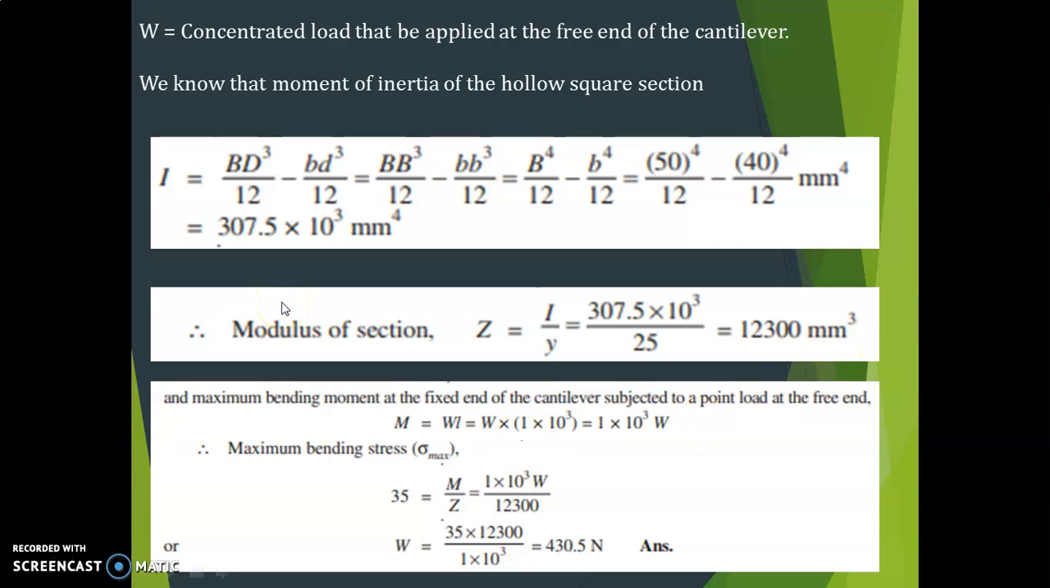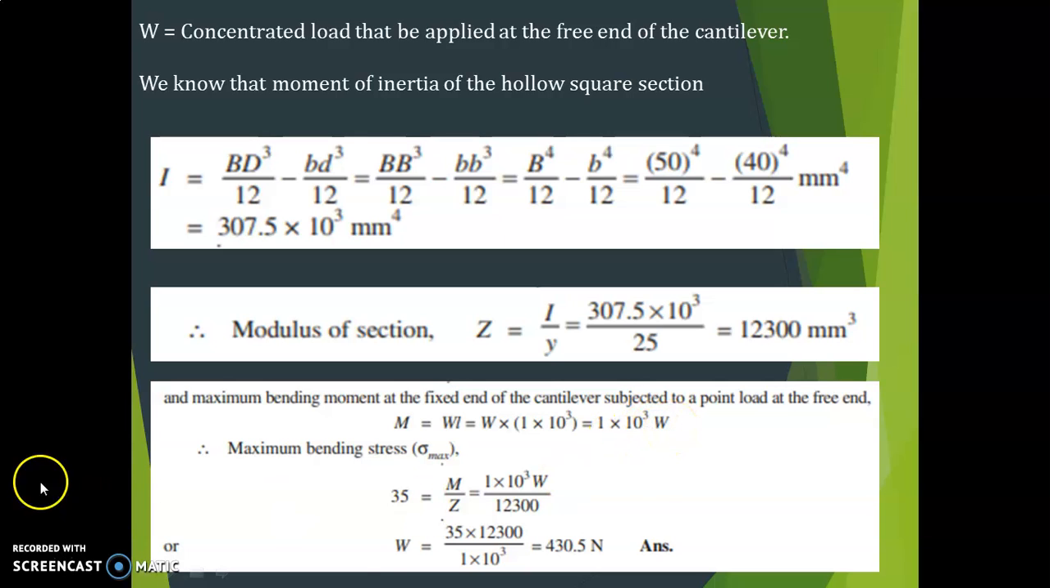Now what we have to calculate? We have to calculate W. So what is the formula here? This is a cantilever beam and subjected to the point load at the free end. So maximum bending moment will be at the fixed end, that is equal to W into L. W we don't know, we have to calculate, into L is equal to 1 into 10 raised to 3. So when you simplify this, you can write 1 into 10 raised to 3 W.